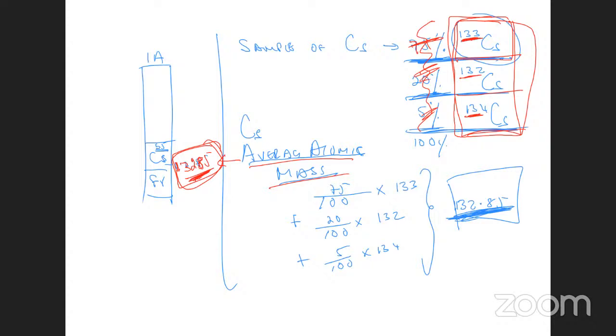So the one that is abundant is the one with the mass closer to 132.85, because you can say 134 is away, 132 is a bit away, 133 there's only a 0.15 difference, because if you add 0.15 you get 133. So this is the closest.